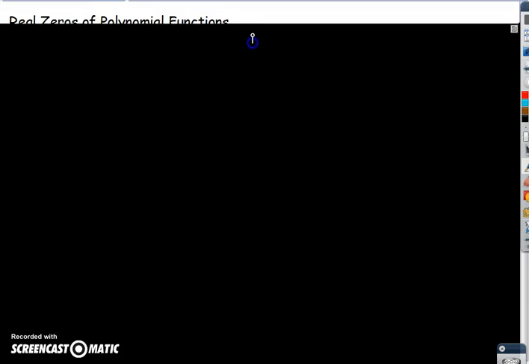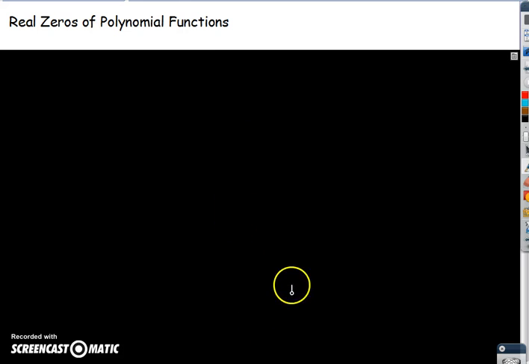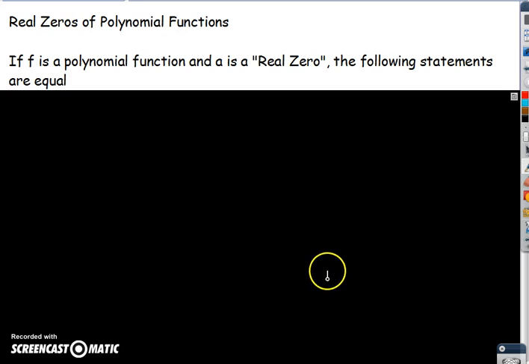Now, to the meat and potatoes, burritos and rice, tofu and green beans, if you're the vegetarian variety here. We've got the following. Real zeros of polynomial functions. What the heck is this? If f is a polynomial function and a is a quote-unquote real zero, the following statements are equivalent. It means we have four statements.